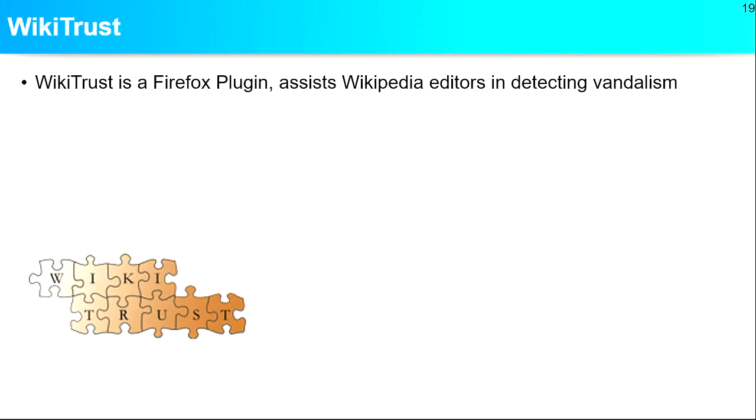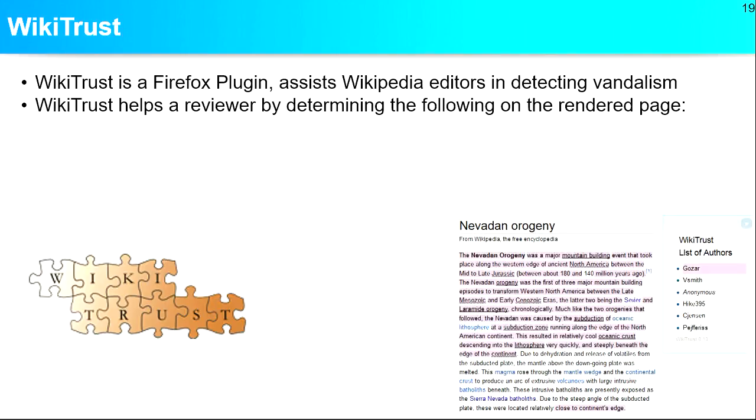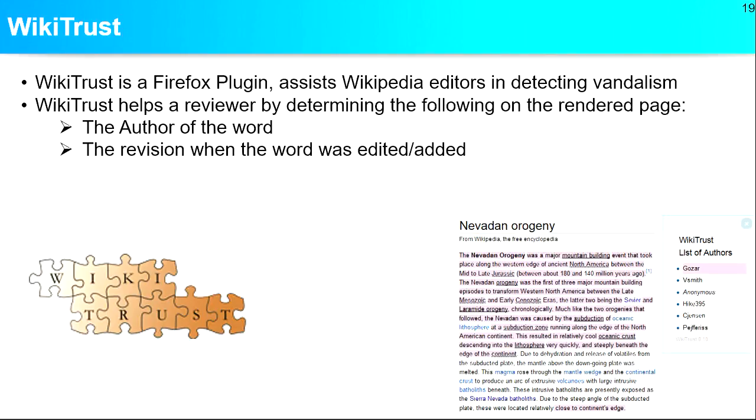There's also WikiTrust. It was a plugin to help with vandalism. The idea was it would search through and try to figure out who the author was, when the specific word was changed, and then provide a color representation of the trust of the accuracy, of whether that word should be scrutinized a little bit more.